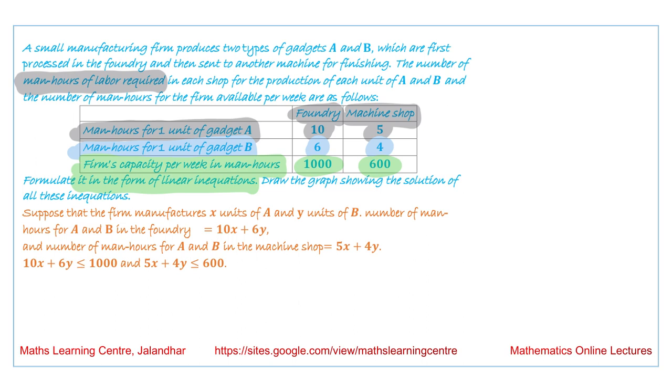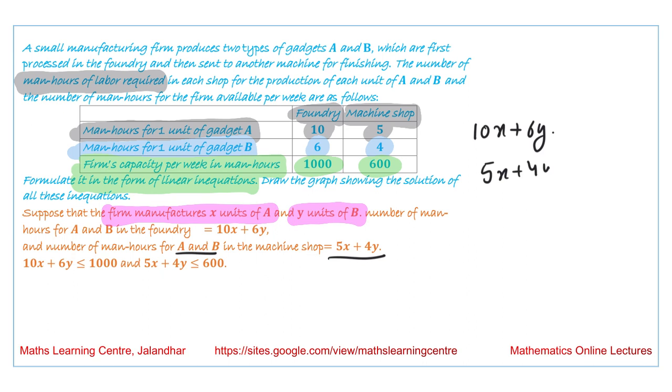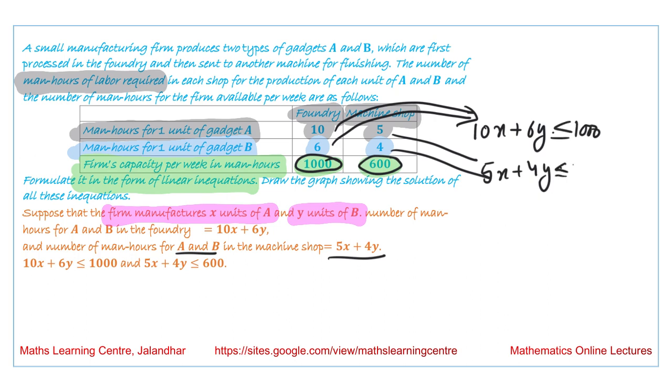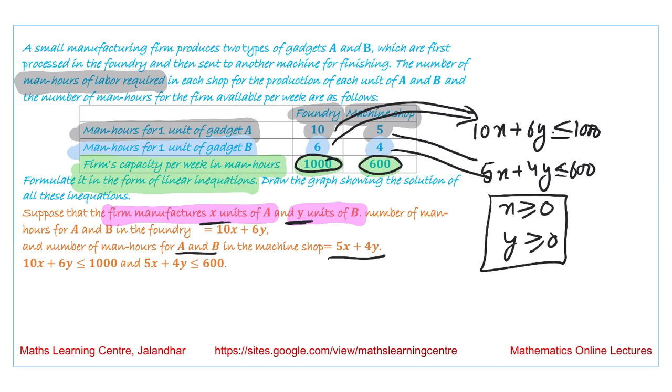So to solve this problem, suppose the firm manufactures x units of gadget A and y units of B. The number of man hours for A and B in the foundry will be 10x plus 6y, and the man hours for A and B in the machine shop will be 5x plus 4y. The maximum capacities are 1000 and 600, so the value here should be less than or equal to 1000, and the value here should be less than or equal to 600. Further, x and y are the number of units, so we will have x is greater than or equal to 0 and y is greater than or equal to 0.